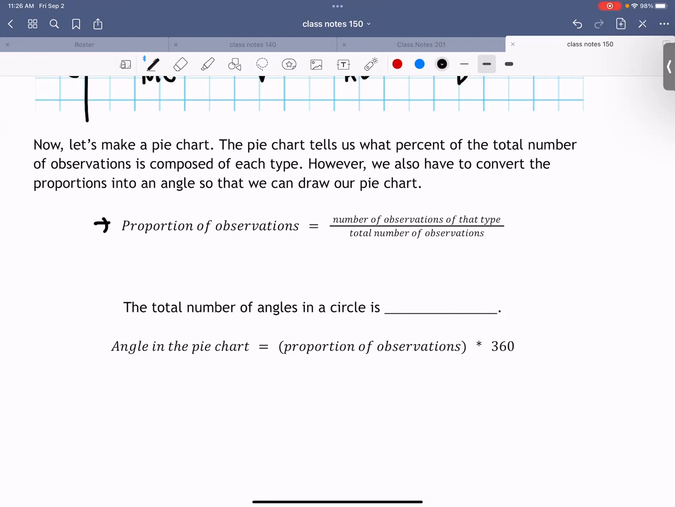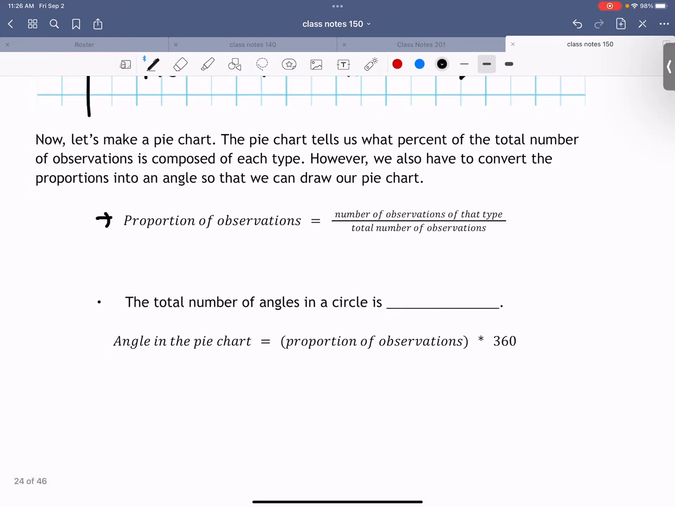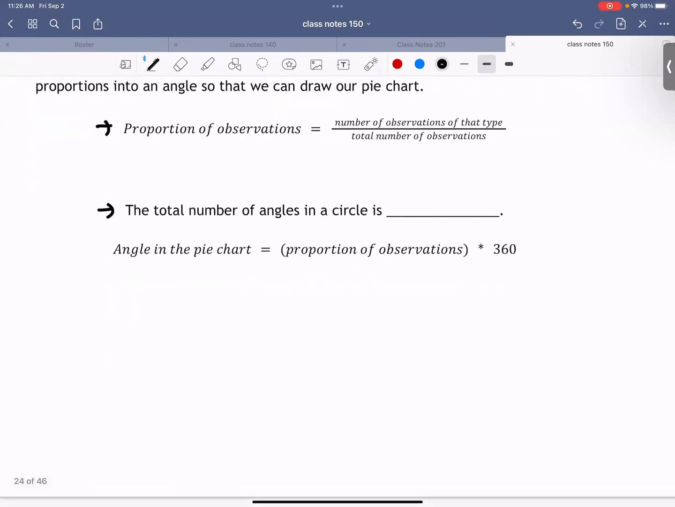Once we get that proportion, we need to translate that into the angle in a circle. So for example, if the proportion was 0.5 or 50%, for example, we had 50% of, I don't know, dogs in our sample.